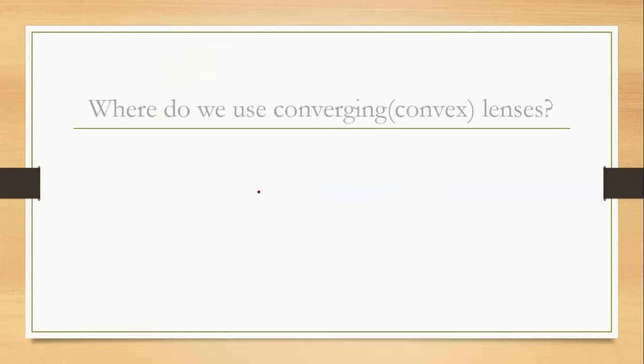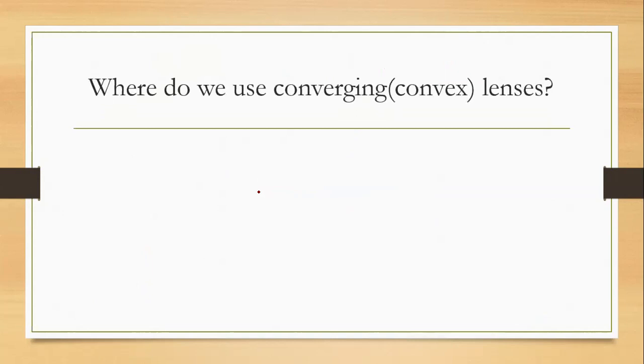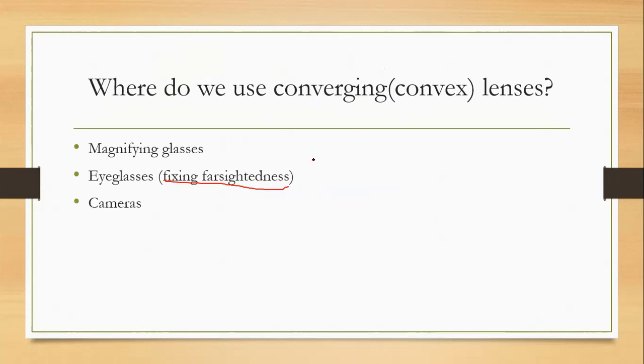Okay. So what do we use the converging or convex lenses for? We use them for magnifying glasses, eyeglasses for fixing farsightedness. Okay. If you are talking about nearsightedness, we use concave or diverging lens. But for fixing farsightedness, we use convex lens. Okay. For cameras, we use converging lens, and for microscopes, we use convex lenses.